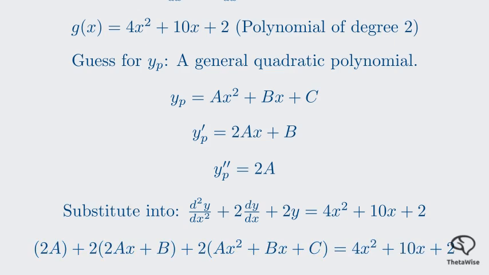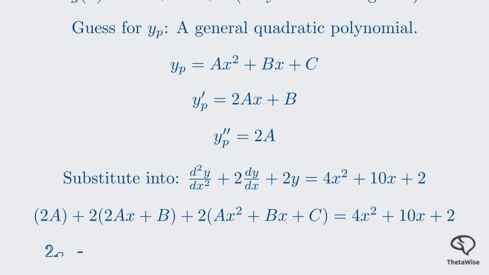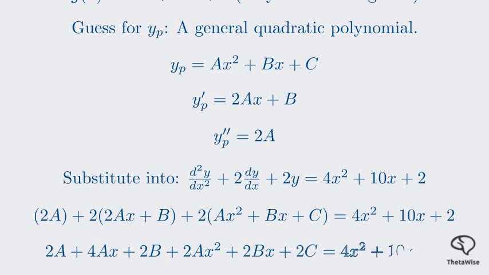Let's expand the left side of this equation. After distributing the terms, we get 2a plus 4ax plus 2b plus 2ax squared plus 2bx plus 2c, and this still equals the right side. We've substituted our guesses and expanded. The next step is to equate the coefficients of the powers of x on both sides of the equation. Here is our expanded equation.